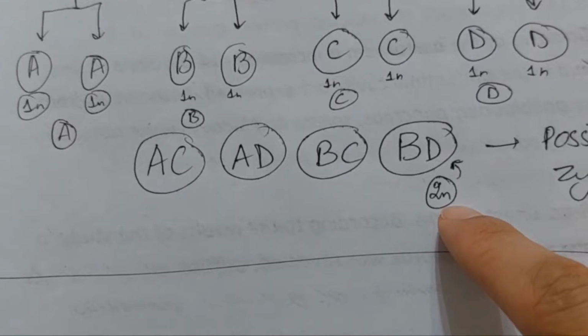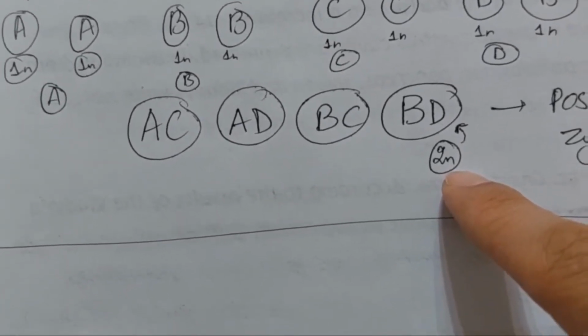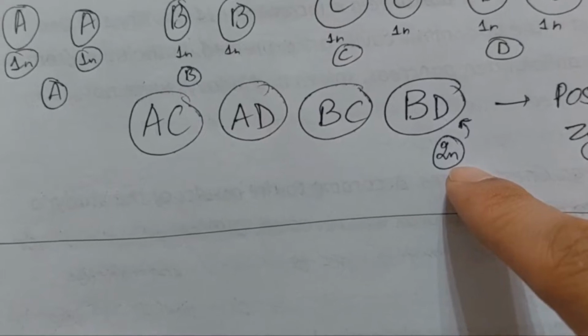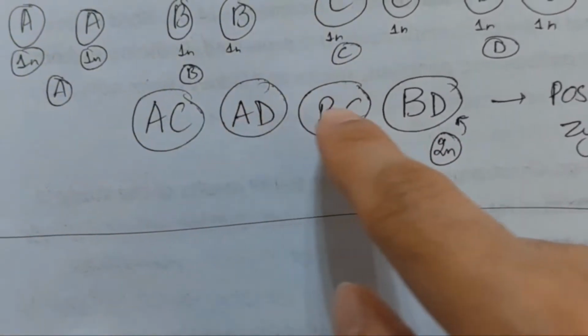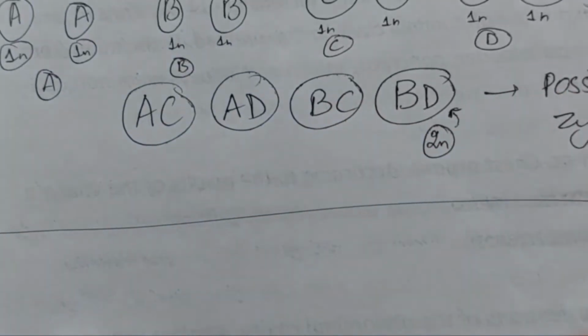Sorry, they are going to have a diploid chromosome number, that is 2n, 46 chromosomes in the zygote. They are not divalent, but they are diploid.